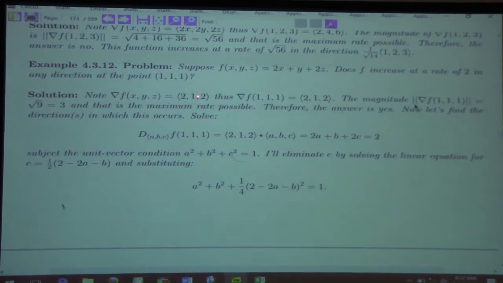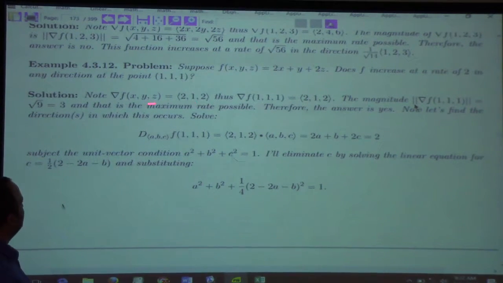Calculate the gradient vector field, (2, 1, 2). That's easy enough to evaluate at (1, 1, 1). It's still (2, 1, 2). All right. So when you have a constant vector field, evaluation is really hard to mess up. People will find a way. But you shouldn't find a way.